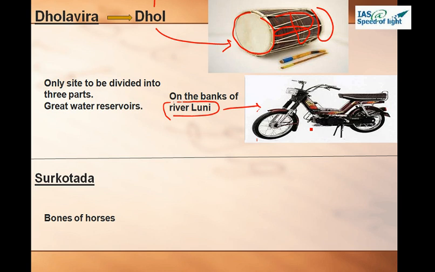Coming to the next site now, which is Surkotada. This site becomes important because, as per archaeologists, bones of horses have been found from this site. So horses, as we have seen, there is a lot of controversy behind the horses in Indus Valley civilization, and then later in the Vedic age. So bones of horses in Surkotada.